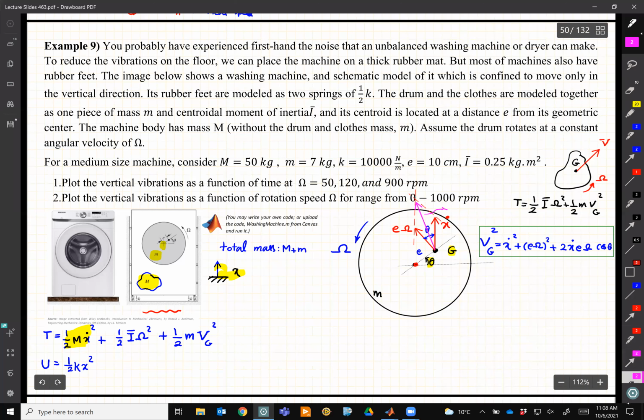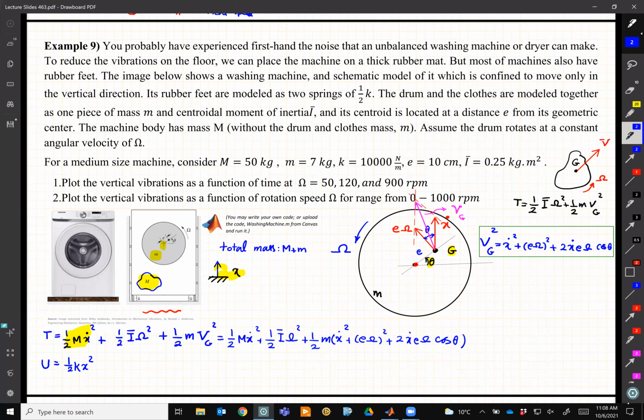So this is Vg, the total velocity of this system. So I can put it here, then my kinetic energy will be half m x dot squared, plus half I bar omega squared, plus half m Vg squared, which is x dot squared plus e omega squared plus 2 x dot e omega cosine theta. Now I regret, maybe we should have solved it with the Euler law. But anyway, that's a good practice.